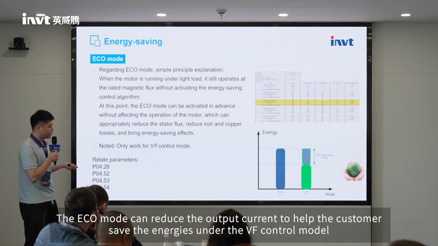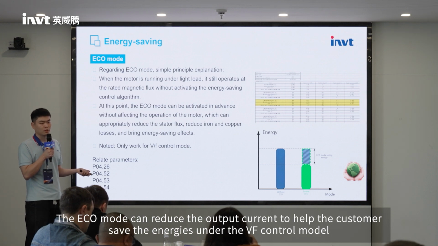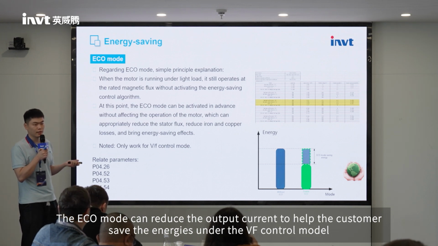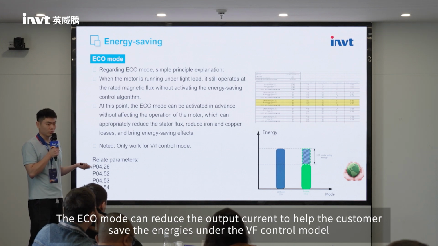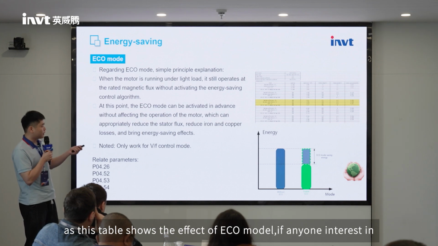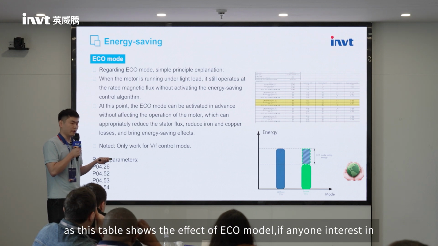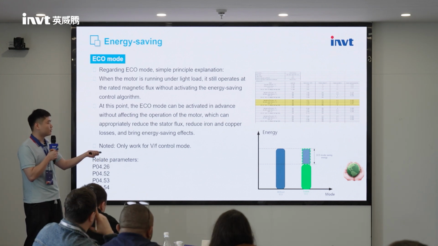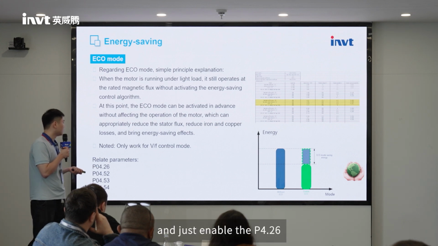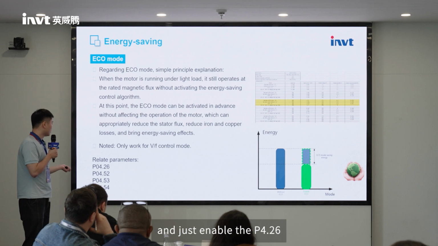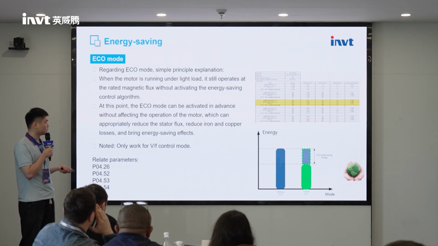The ECU mode can reduce the output current to help the customer to save the energy. Under the VF control mode, this table shows the effect of the ECU mode. If anyone is interested in it, I will send it to you later. And you just enable the P4.26. It can work.